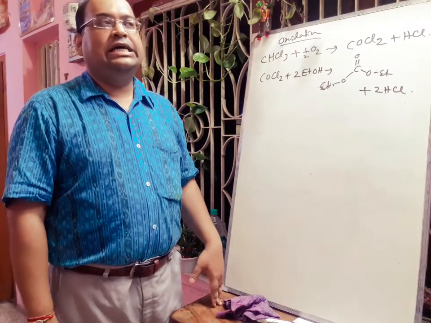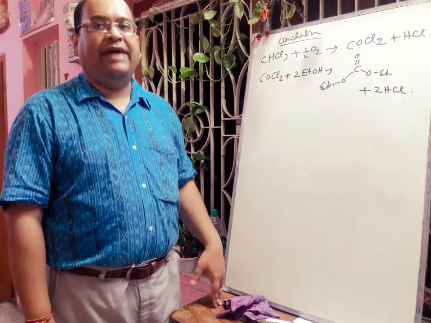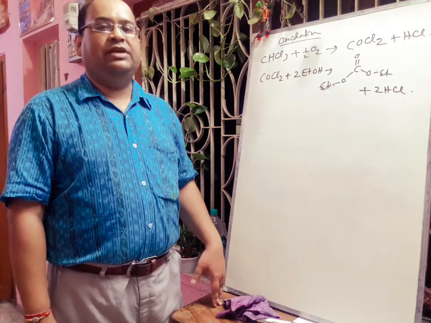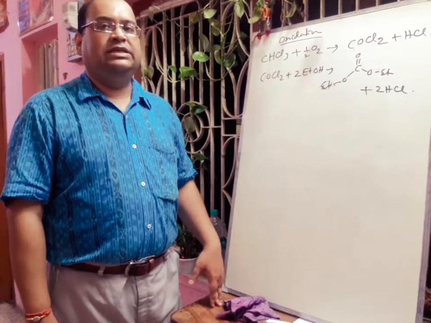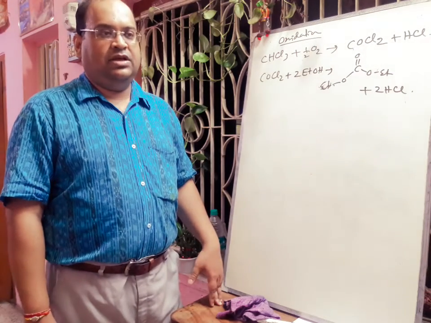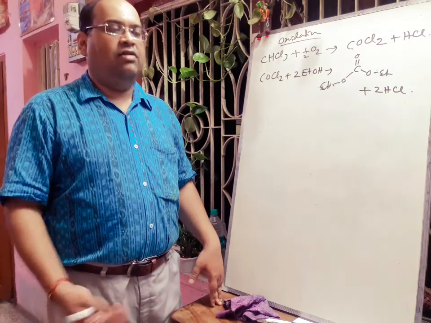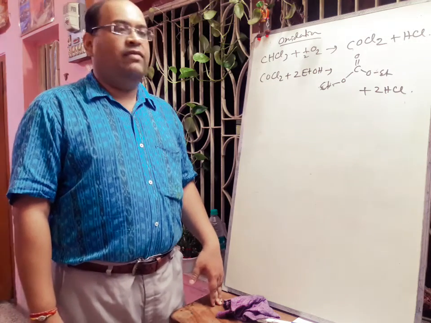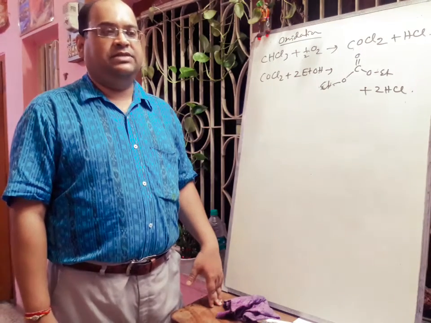Now we will discuss the uses of chloroform. Chloroform is used as a solvent for fat, rubber, wax, resins, and it can be used as a laboratory reagent and in medicine. We know that chloroform is an anesthetic, and if we inhale chloroform for a long time, we will become unconscious. Chloroform can also be used as a preservative for biological specimens.